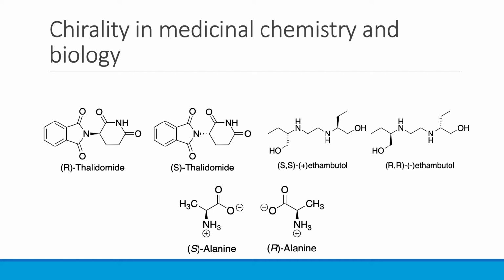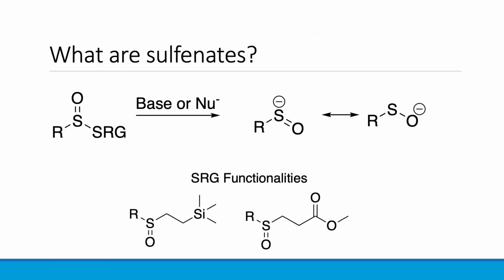We can also see this in natural compounds such as amino acids. In alanine, the S enantiomer is commonly found in organisms where it is used for protein synthesis. However, if the R enantiomer is found in an organism, it cannot be used for any purpose. It is evident that understanding chirality is key to understanding both chemistry and biochemistry, and is the crux of this project. To understand the background of this project, I need to explain what sulfenates are.